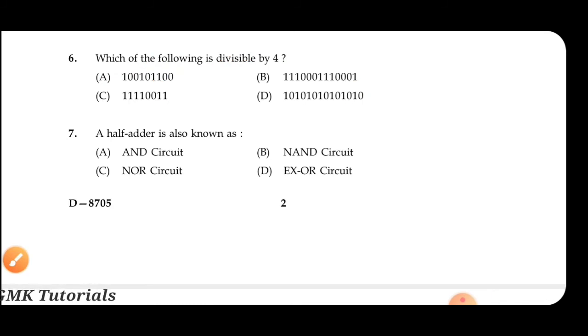Seventh question, a half adder is also known as XOR circuit.